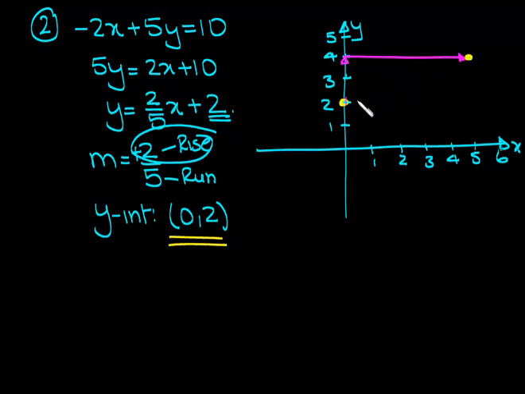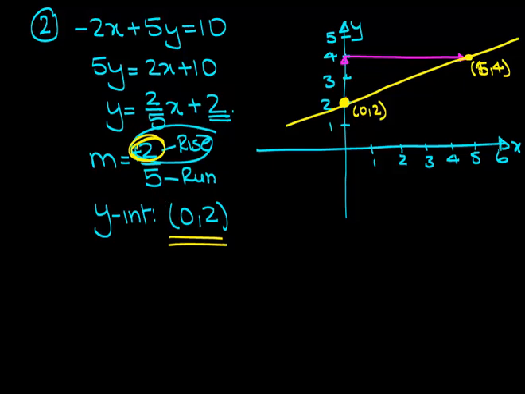I connect those 2 points with a line, and that gives me the equation of that line. So this point will be 4, 5, 4, and this is 0, 2. So I start with my y-intercept, go up 2 units since the rise is 2, and then go horizontally 5 units. You always go horizontally to the right.